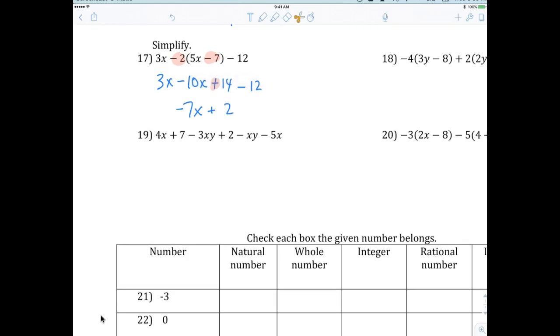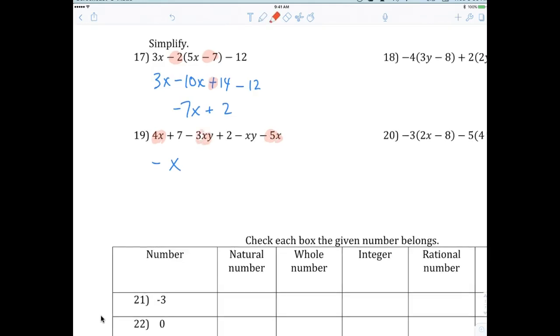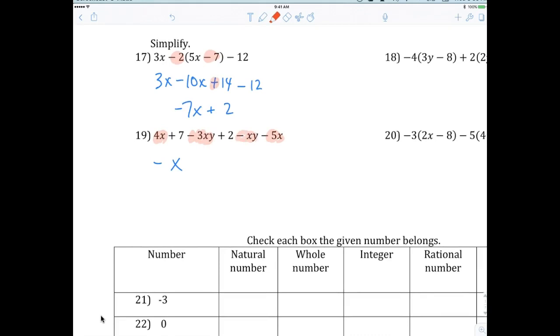All right. On the next one, I tried to throw a couple things in there to maybe throw you off a little bit. Remember, you can only combine terms that are exactly the same. So only x's can go with what? X's. So 4x minus 5x is negative x. Then I have a negative 3xy and a negative xy, which makes negative 4xy, and then plus 9. Perfect. I don't care if you mix up the order.